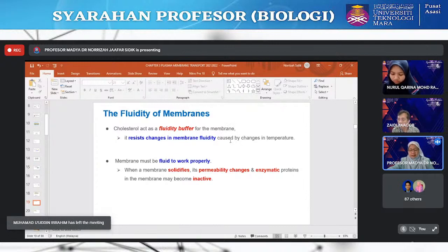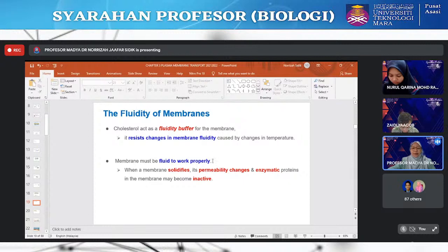Membrane must be fluid to work properly. If it is not fluid, then the membrane cannot work properly. When a membrane solidifies, its permeability will change, and the enzyme proteins in the membrane will become inactive. That's why the membrane must be fluid.